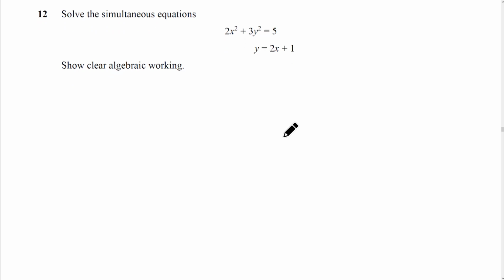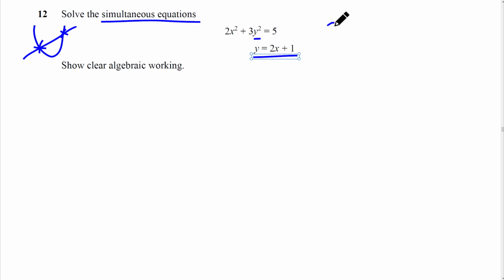So the simultaneous equations. This is quadratic simultaneous equations, guys, and you would just substitute this. They've helped you out here, you don't need to rearrange it, just swap the 2x plus 1 for the y. Essentially all this question means is there's a quadratic like this, there's a straight line like this, and you're going to find these 2 points by using algebra. So we sub the 2x plus 1 for the y here.